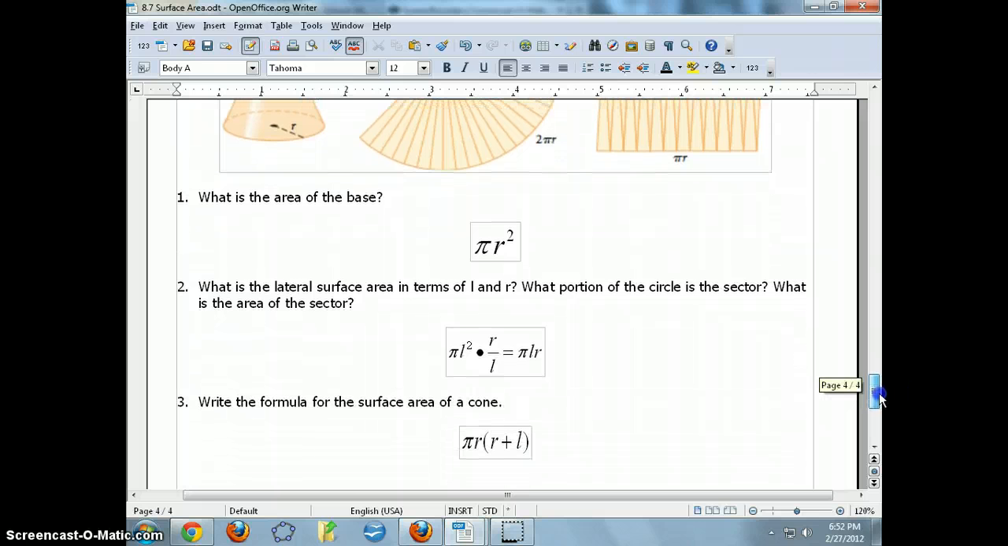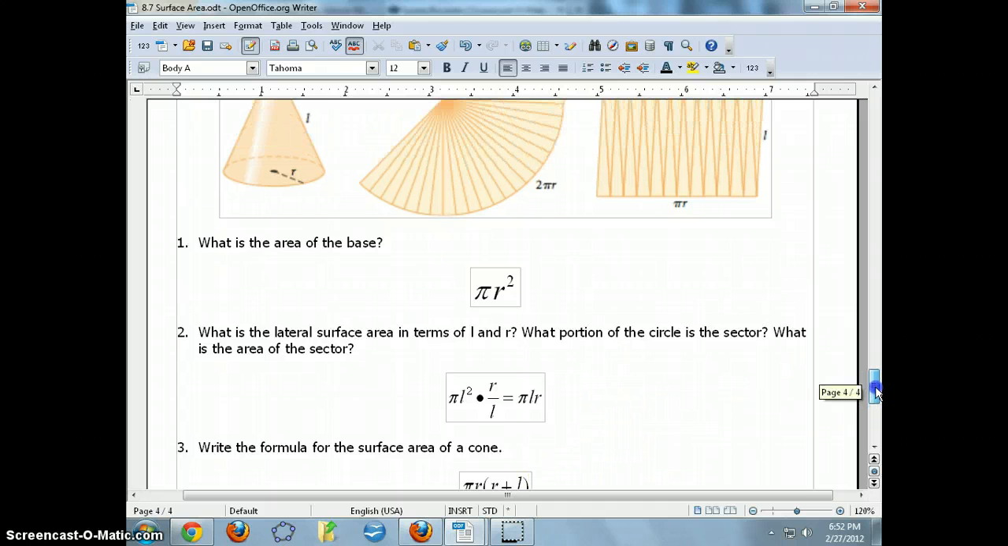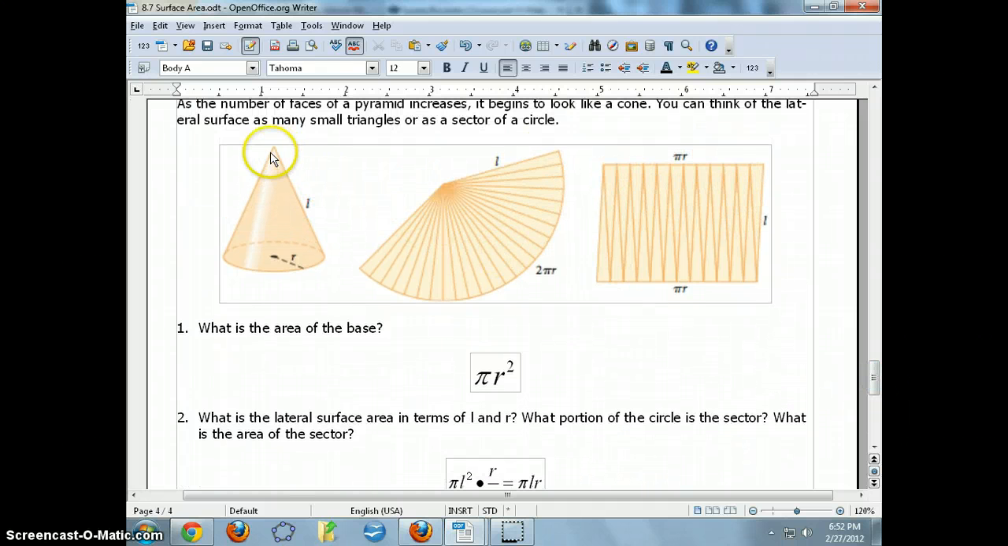For step 3, we'll combine steps 1 and 2. So pi r squared plus pi L r, and we can factor out pi r to get a very nice and simple formula. So we have pi times the radius times the quantity radius plus L, where L is going to be this slant right here.